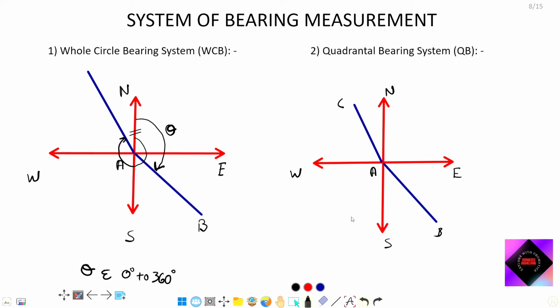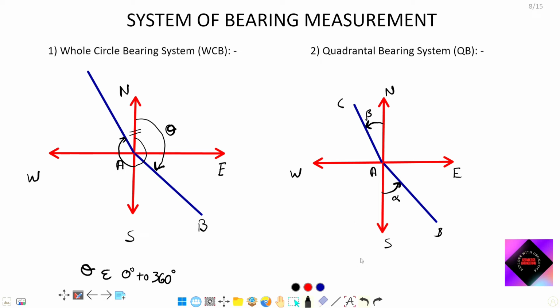We will do that. For example, for AB, we will measure from south and we will move in anti-clockwise direction like this, and we will say it alpha. Alpha is our angle. And for line AC, we will move from north and we will move in anti-clockwise direction like this, and beta. And how we will represent this angle?